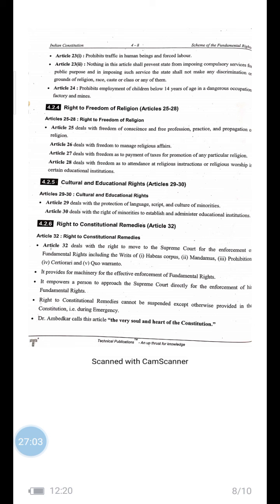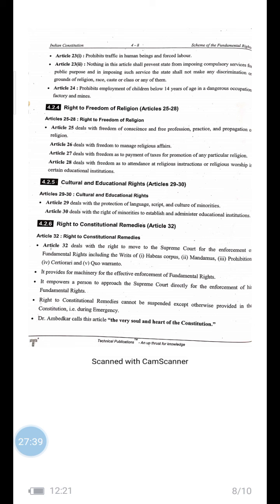Then after that, the cultural and educational rights, Articles 29 to 30. Article 29 deals with the protection of language, script, culture and minorities, and Article 30 deals with the right of minorities to establish and administer educational institutions. Culturally you can create your own educational institution. For example, in Bhavnagar there is Mahdi College, which is built only for Muslim girls. That is a right we have.